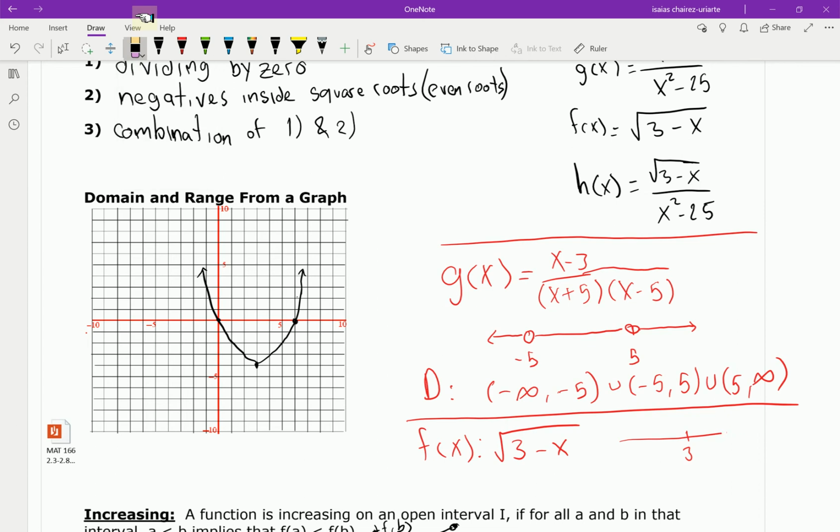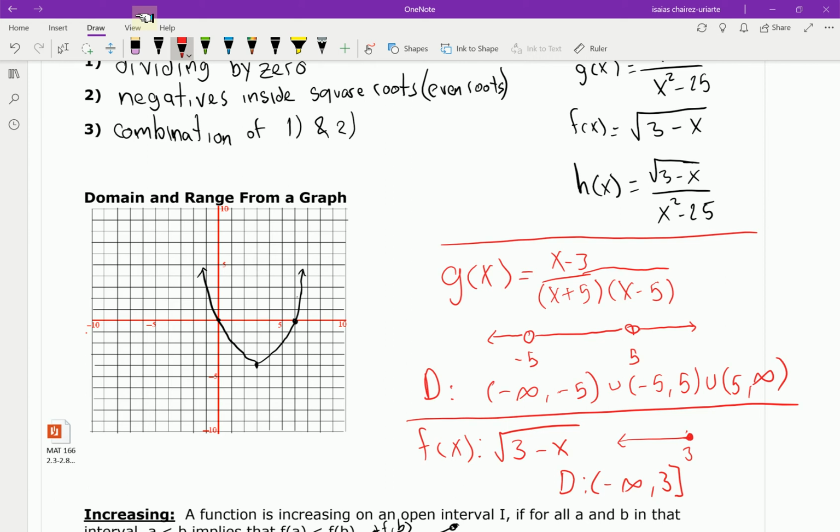What I should do is erase everything to the right of 3. Everything to the right, but 3 is included. So I think that's my domain. So I'm going to say right here that the domain is from negative infinity to 3. This time I am including a bracket with my 3. I would say that that's the domain of f of x.